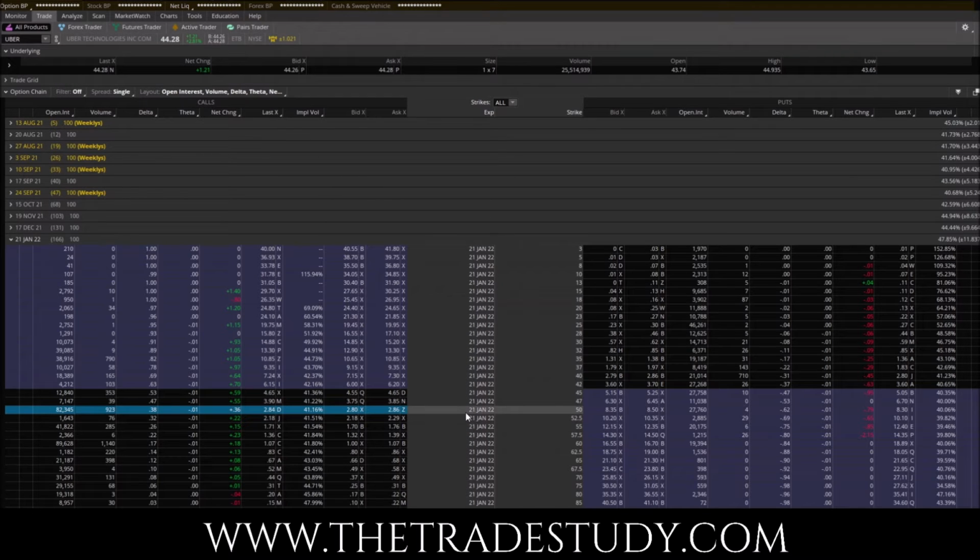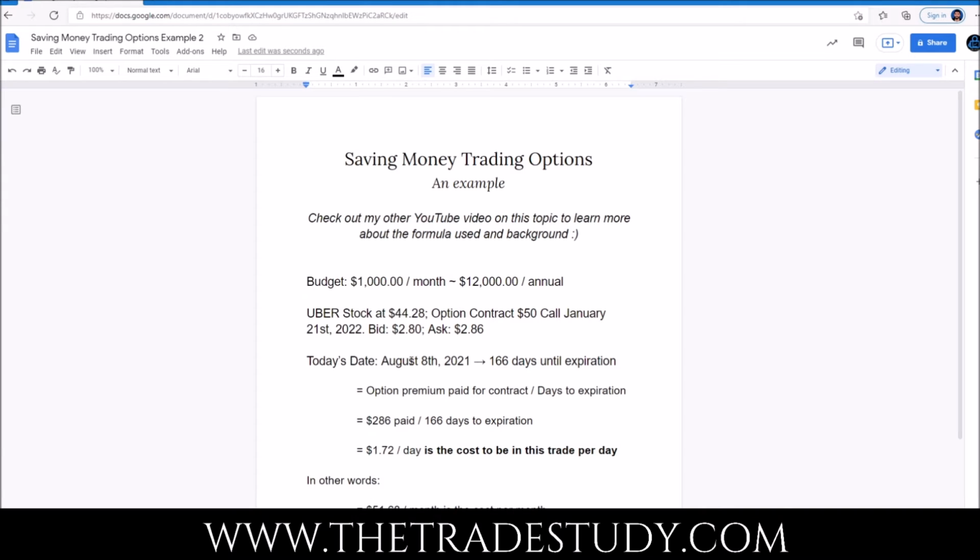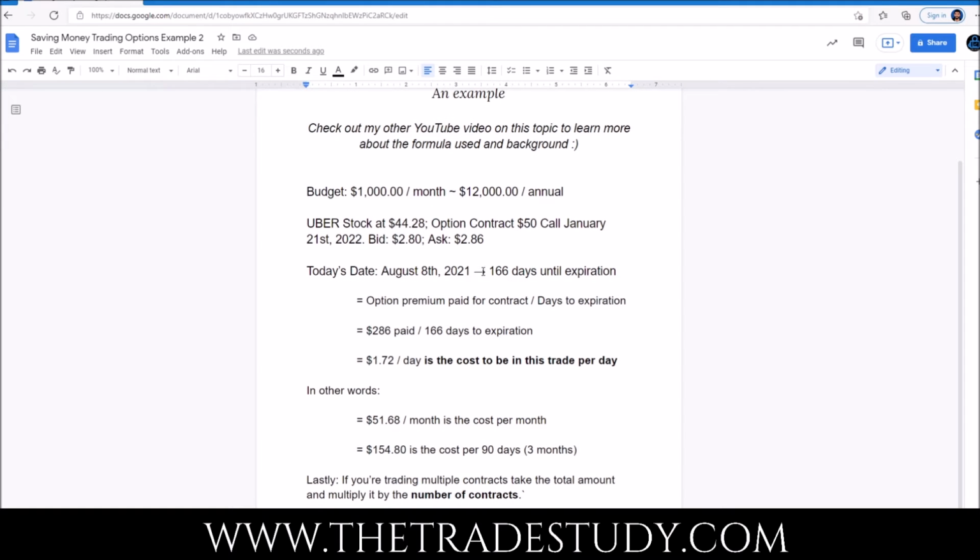I am looking at the 50 strike right here for January 21st, 2022. As you can see, the bid price is $2.80. The asking price is $2.86. As I go back to my example here, we're going to use a budget of $1,000 per month, and that would be about $12,000 that you have allocated to your budget and fund for trading options over the course of a year. So we have the example here.